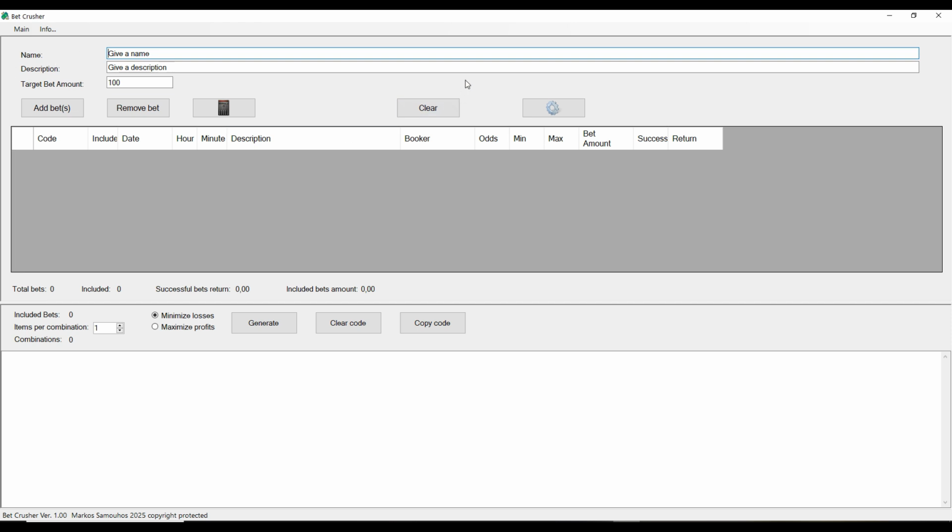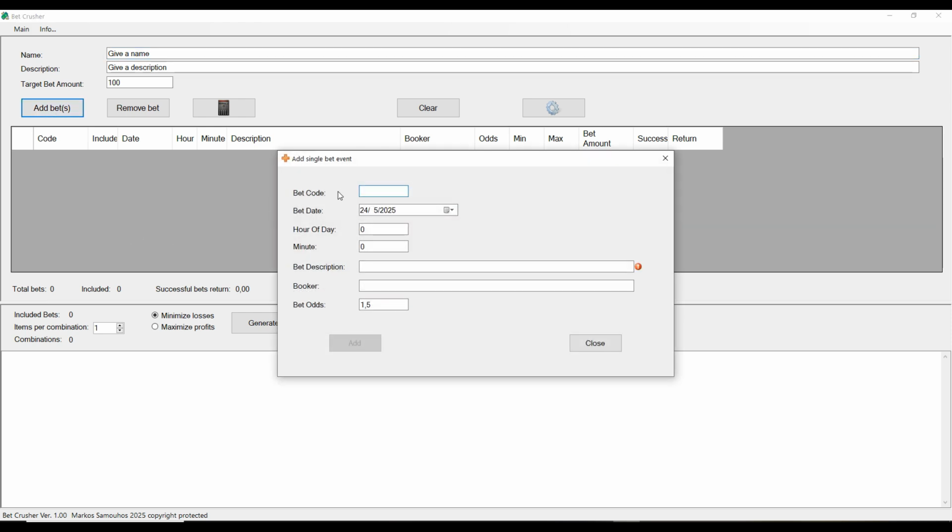So, in order to construct a collection of bets, of course we add a bet. We give it a code. It must be unique for all the bets in the collection. A date, an hour, let's say 7, 7:30 in the afternoon. Bet description: A team versus B team, home win. The bookmaker name, and odds. And let's add the bet to the collection.